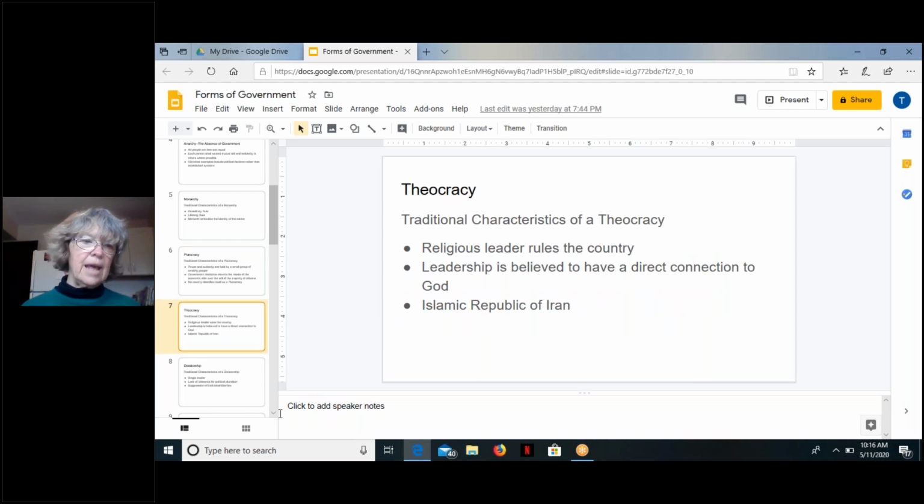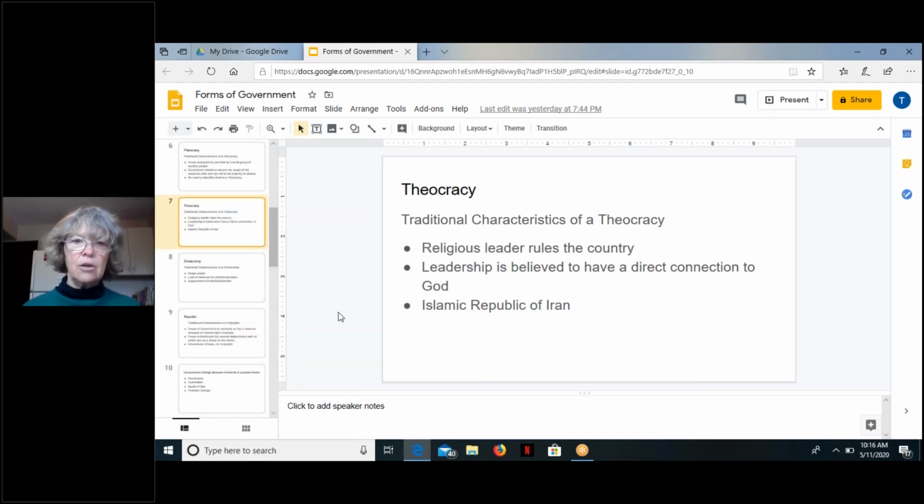Another form of government that we describe is the theocracy, and this goes back to that origin of government where divine rulers were ordained to be rulers by God. In this case, theocracy, a religious leader rules the country, and that leadership is believed to have a direct connection to God. And we see this today in the Islamic Republic of Iran. We have the Ayatollah who's in charge of the government, and the Ayatollah is the religious leader with a direct connection to God.